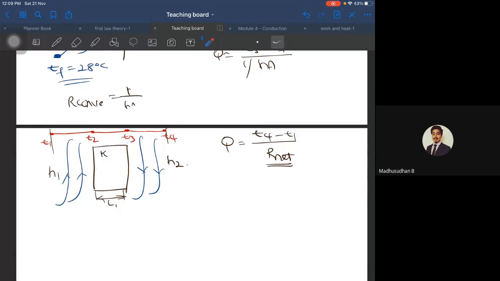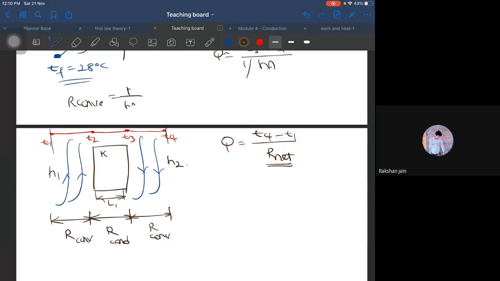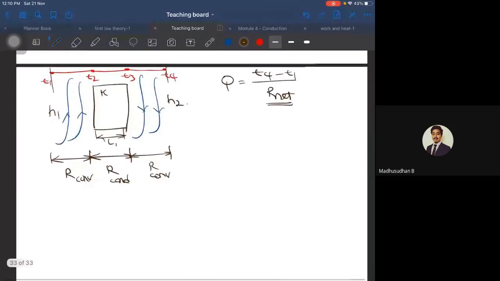The resistance is being offered initially from T1 to T2. Which type of resistance has been offered here? Convection. Very good. And the resistance offered from T2 to T3 is what? Conduction. Very good. And the resistance offered from T3 to T4 is again convection.